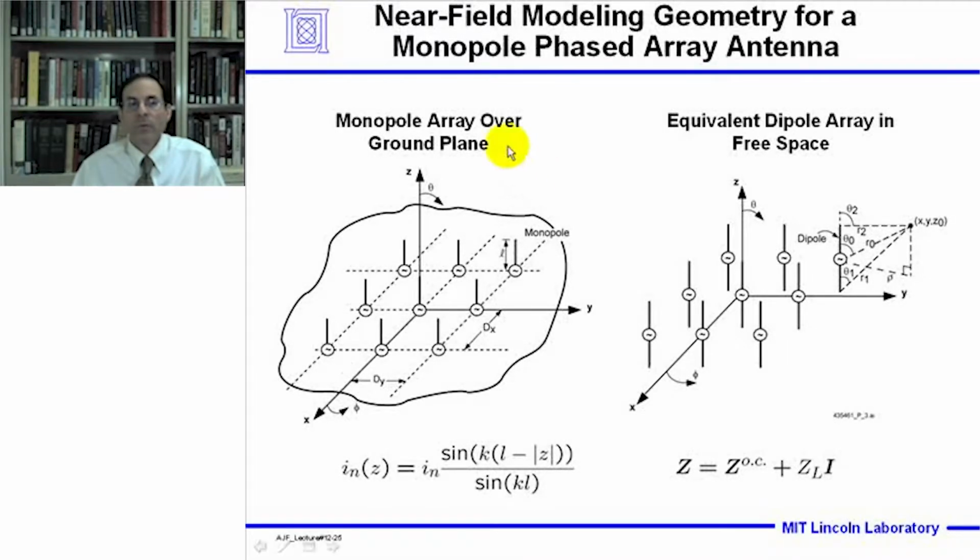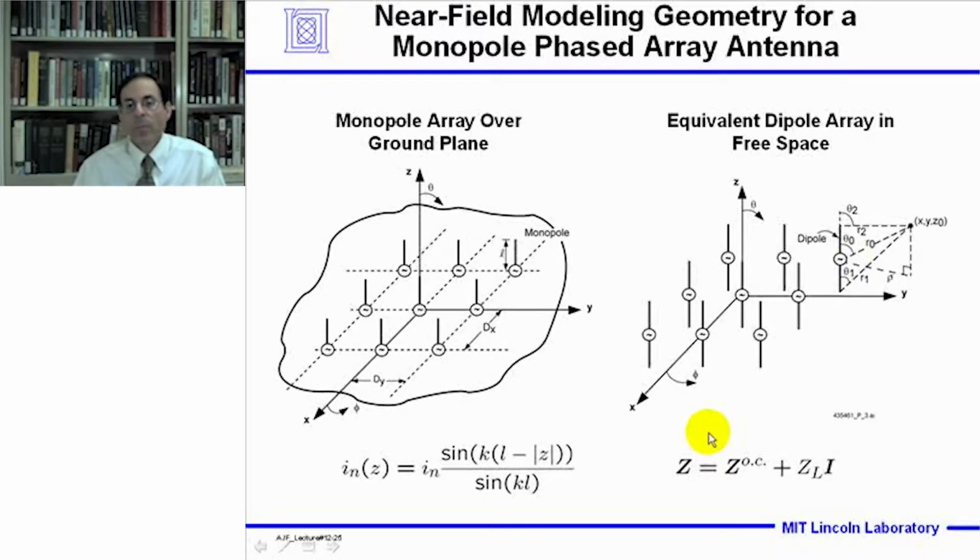In the example shown in this lecture, we're going to be doing near field modeling for a monopole phased array antenna. This shows a monopole array over a ground plane. Lecture number 9 talked about a detailed theory for analyzing large arrays of monopole phased arrays. We assume a sinusoidal current on each of the monopoles. These monopoles are approximately a quarter wavelength long. To model a monopole array over a ground plane, we use an equivalent dipole array in free space for convenience. And for the case of sinusoidal currents, the near zone electric field can be readily determined.